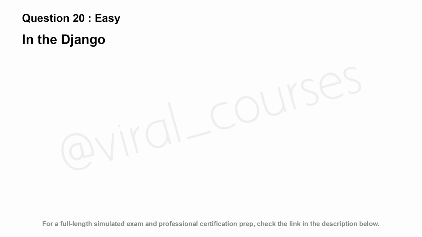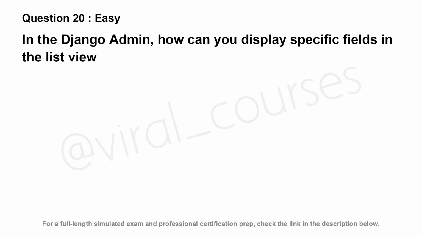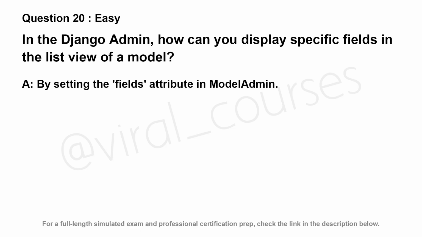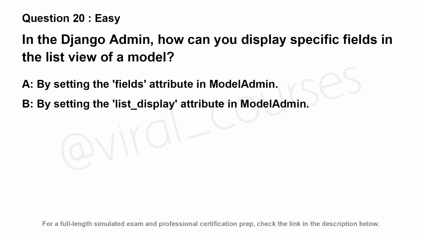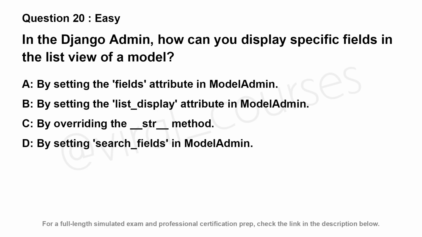In the Django admin, how can you display specific fields in the list view of a model? Option A. By setting the fields attribute in ModelAdmin. Option B. By setting the list_display attribute in ModelAdmin. Option C. By overriding the __str__ method. Option D. By setting search_fields in ModelAdmin.